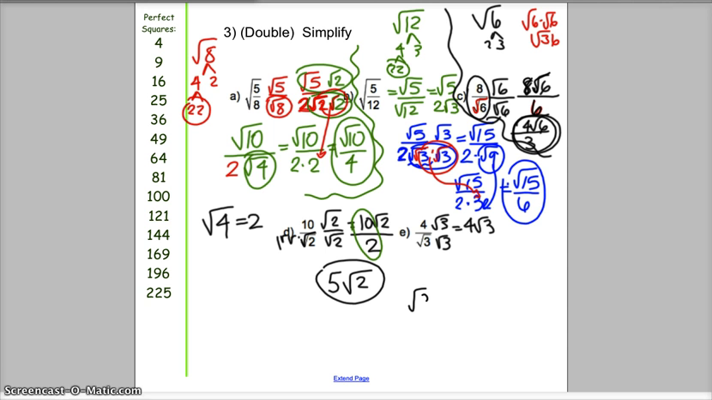The square root of 3 times the square root of 3 gives me the square root of 9, which is 3. 4/3 doesn't reduce, and the square root of 3 is in the numerator.